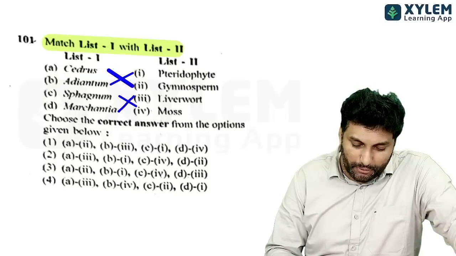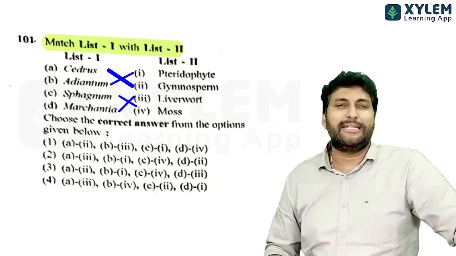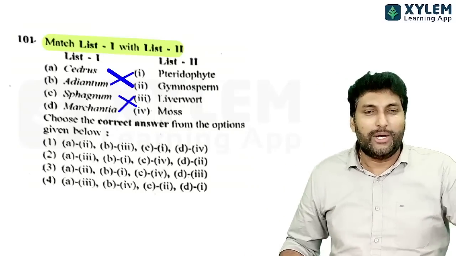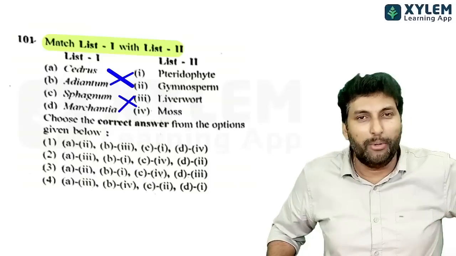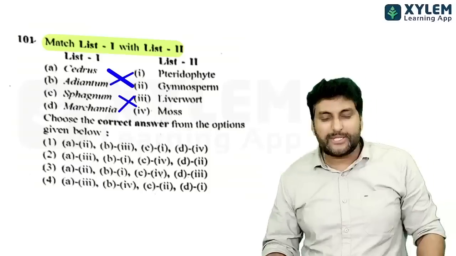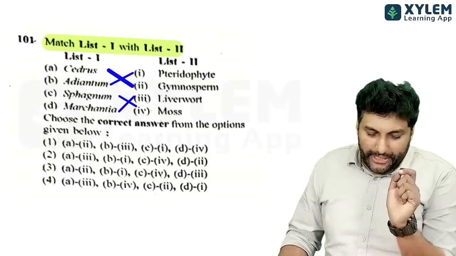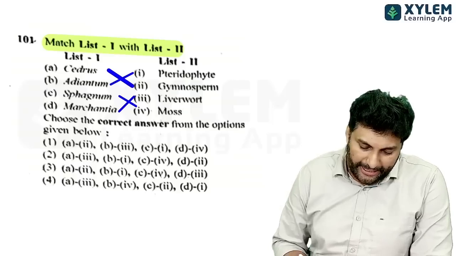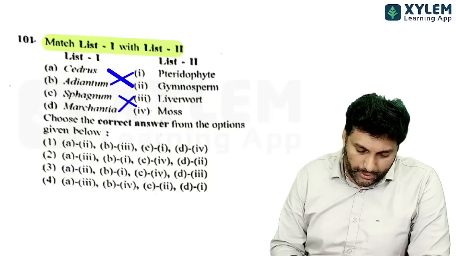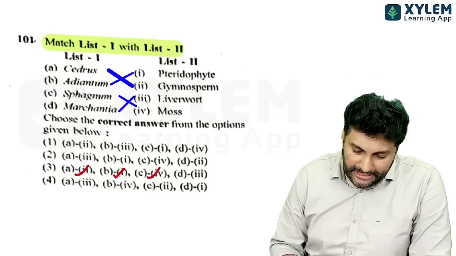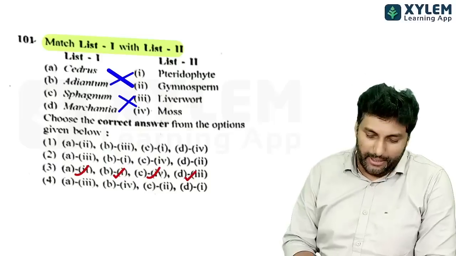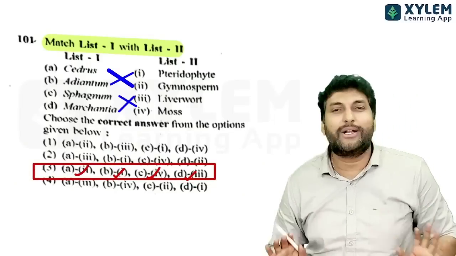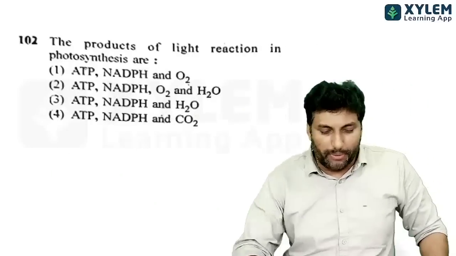Markansh is actually liverwort. Every question was in the NCERT. Not a single question was outside the NCERT book. So this belongs to the +1 Plant Kingdom chapter. So the right choice goes to A4. It's A for 2, B for 1, C for 4, and D for 3. So the right option goes to the third one. Is it clear? Next goes to 102.